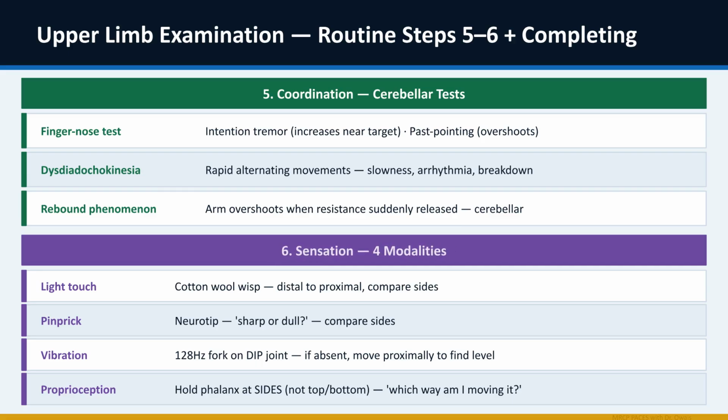Loss of vibration and proprioception with preserved pain and temperature suggests dorsal column pathology. For example, subacute combined degeneration or multiple sclerosis affecting the posterior columns. Glove and stocking loss of all modalities distally suggests peripheral neuropathy.